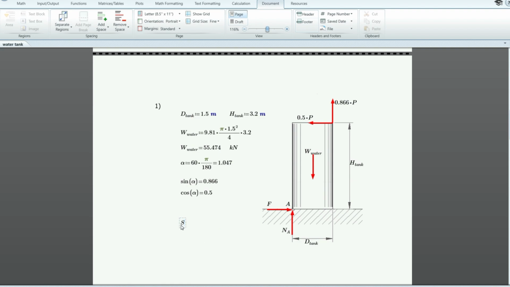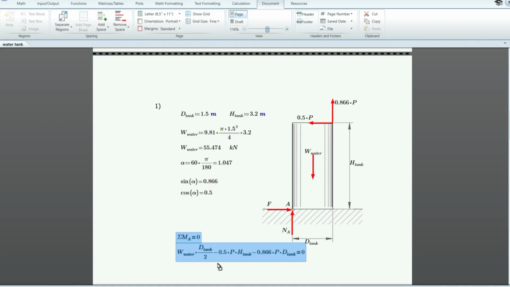We'll just do summation of moment at A equals 0. So we're summing up forces here. That means this weight of water is going to create a clockwise moment. We'll consider that positive. While these two components here are going to create a counterclockwise moment. So we'll start with this one. W sub water times the moment arm, which will be half of the diameter of the tank, or the radius, divided by 2. Minus these components here. The horizontal component is 0.5 P. The moment arm of this force is this one, the height of the tank. Minus the vertical component, this one, times the moment arm, which is the diameter of the tank, equals 0.